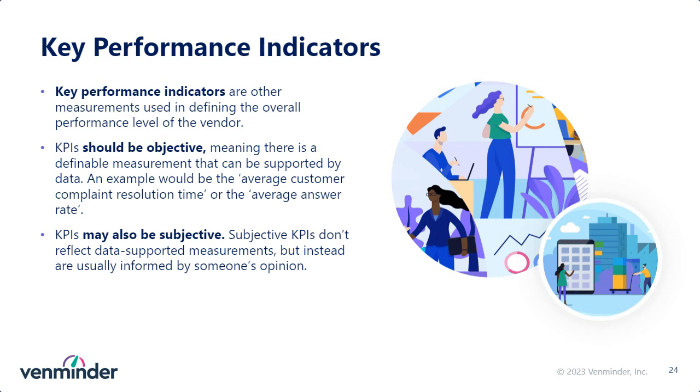For example, maybe your vendor all of a sudden is no longer responsive to you. Maybe they are not keeping established meetings. Maybe you see a decline in their support because of high turnover or a change in management. So these are some subjective or gut feel KPIs that may cause you to want to sound the alarm and begin having some performance discussions with your vendor.